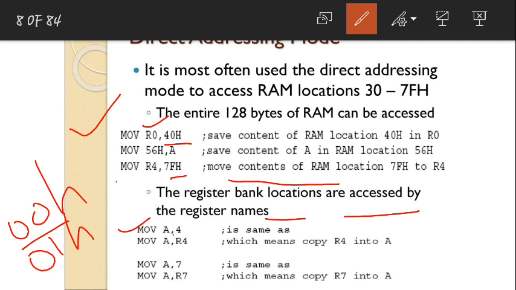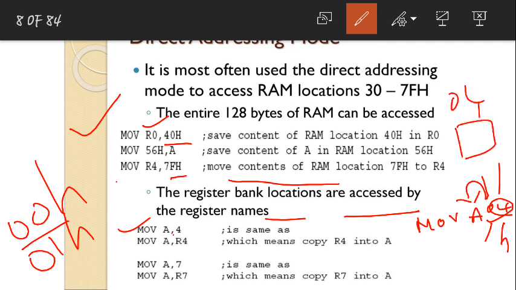If you try to write in hexa, then you should write MOV A, 04H. That means 04H is hexa. This is 4 bits, 4 bits, total 8 bits. I am not trying to move these 8 bits into A. Whatever is inside this 04 location, that will move into A. So that is what I am trying to say here.